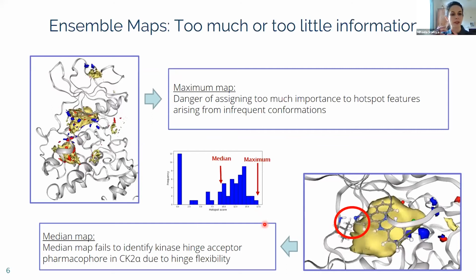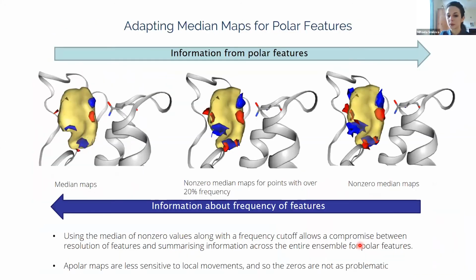Whereas the median maps had the opposite problem of underestimating perhaps the importance of features, perhaps especially in larger and more flexible binding sites, where it could smooth over some of the more interesting hotspot features observed. So in this case, the median maps would fail to spot the hinge kinase pharmacophore, which was worrying. So we needed something that could provide a compromise between introducing more false positives downstream, but was sufficiently sensitive to the polar features and contains information about how often a point is sampled.